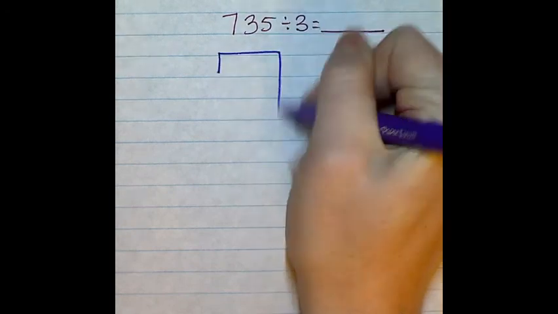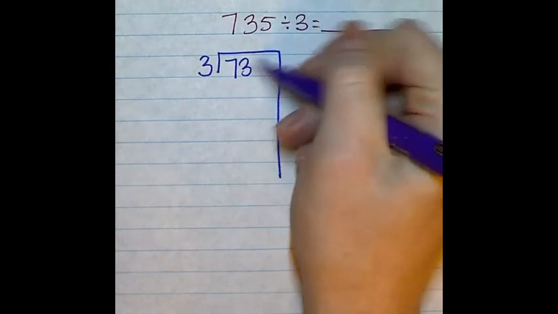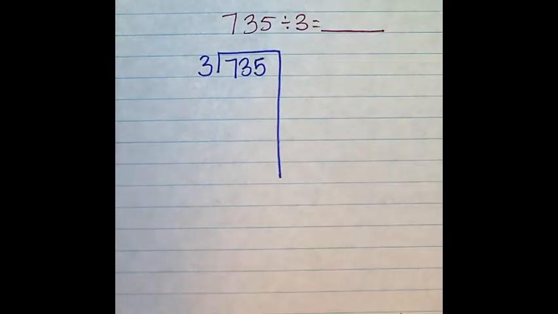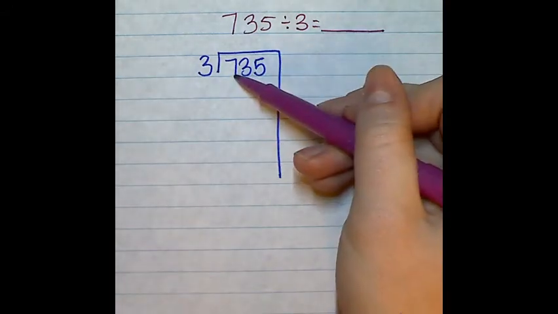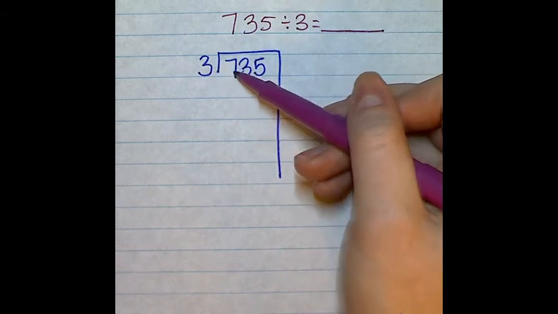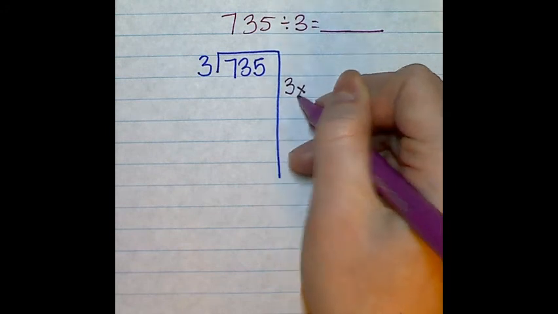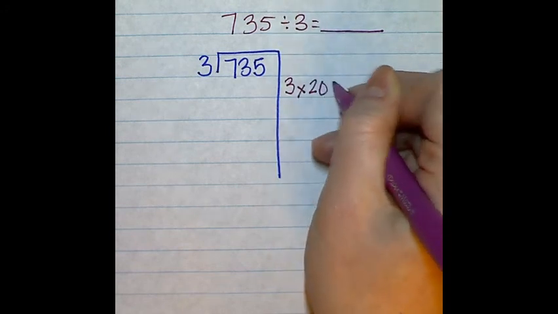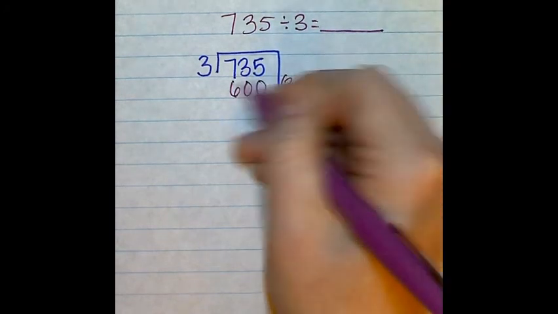We are going to start by setting up our problem. Our 3, or our divisor, is going on the outside. 735 is our dividend, and that is the number that we are putting into equal groups. I am trying to get as close as I can to 700 by thinking what times 3 gets us as close as we can to 700. I know 3 times 2 is 6, and so 3 times 200 would be 600, and that's as close as I know I can get right now.